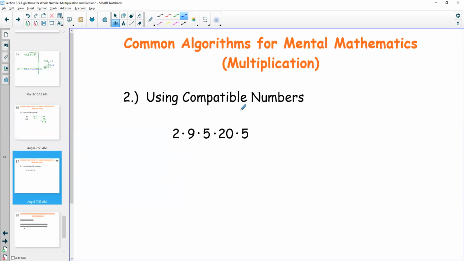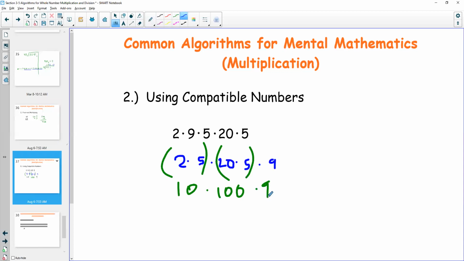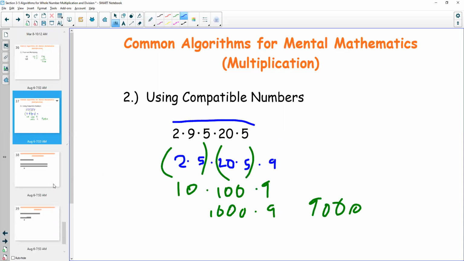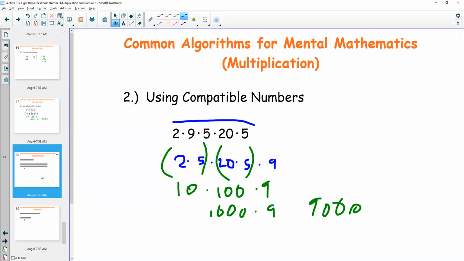The next one, I turned the page, not the slide, is compatible numbers. Just like you would add, you would group things to make them nicer. For me, I would reorganize a little bit. And if I do that, I get 10 times 100 times 9. That's way better than what I could have been doing here, because that's 1,000 times 9, which is 9,000. Oops, I missed a 0. If I did that out of order here, it'd just be way more complicated. So you can reorganize numbers because multiplication is associative and commutative, whatever order you want.